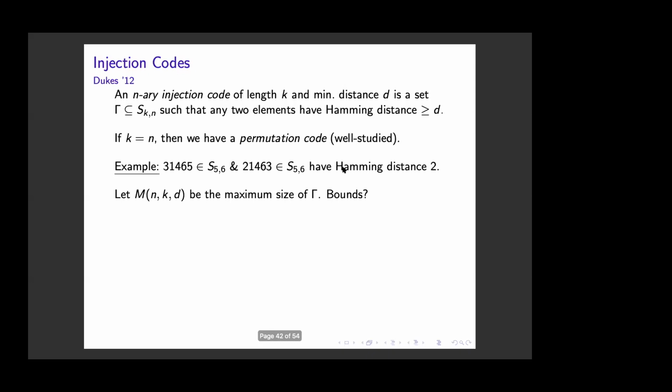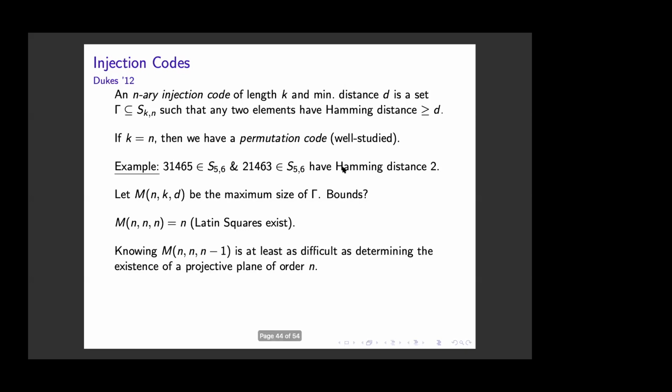Okay, and so M(N,K,D) is just going to be the maximum size of gamma. A coding theorist is interested in upper bounds and lower bounds for these codes, like how large can I make gamma? We like knowing these bounds. In the case where K is equal to N, so if I looked at M(N,N,N), that equals N. It's not difficult to see that this is just due to the fact that Latin squares exist for all orders.